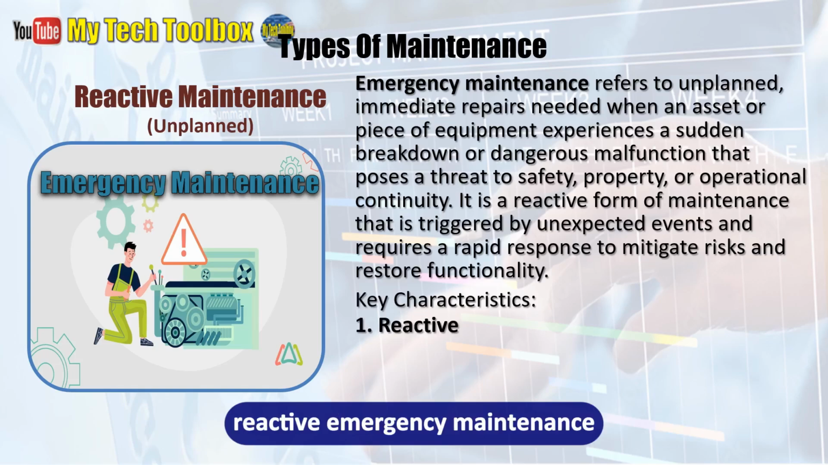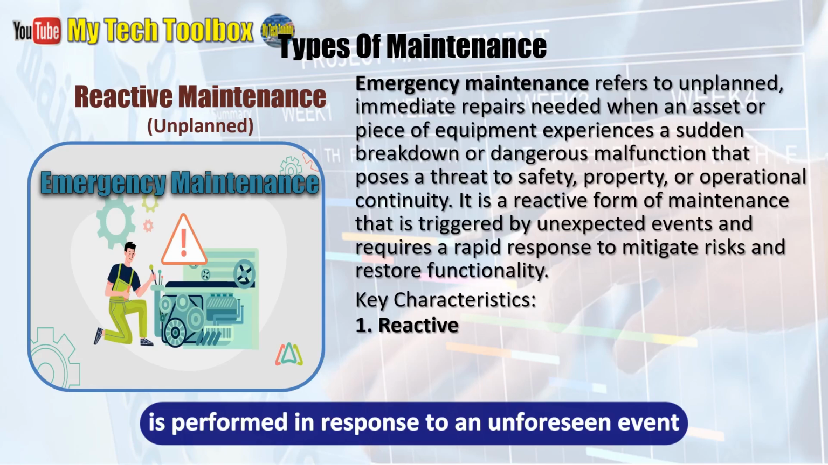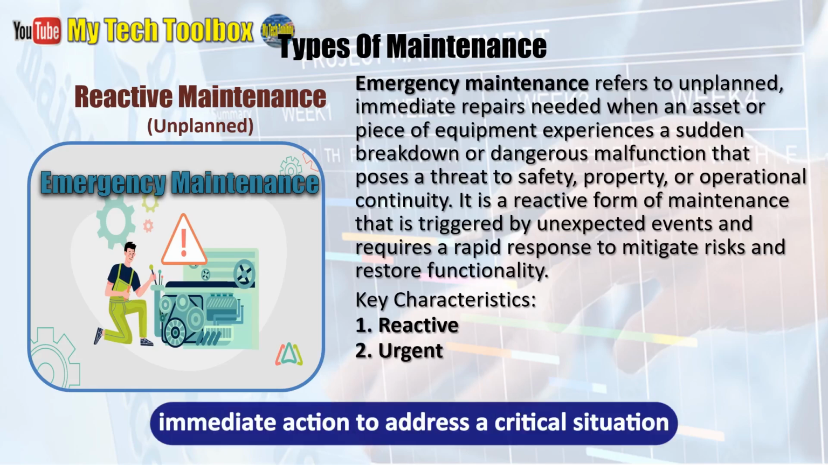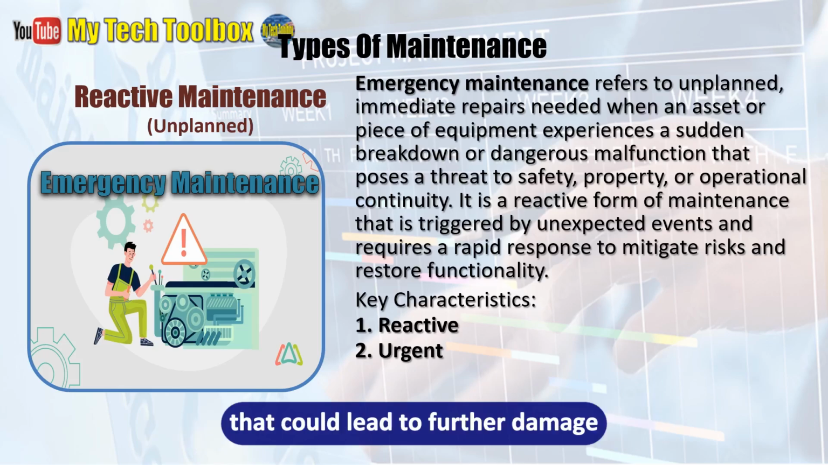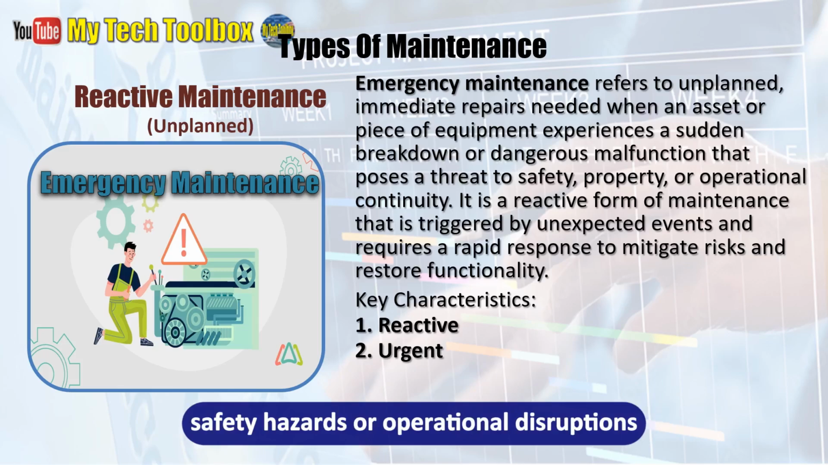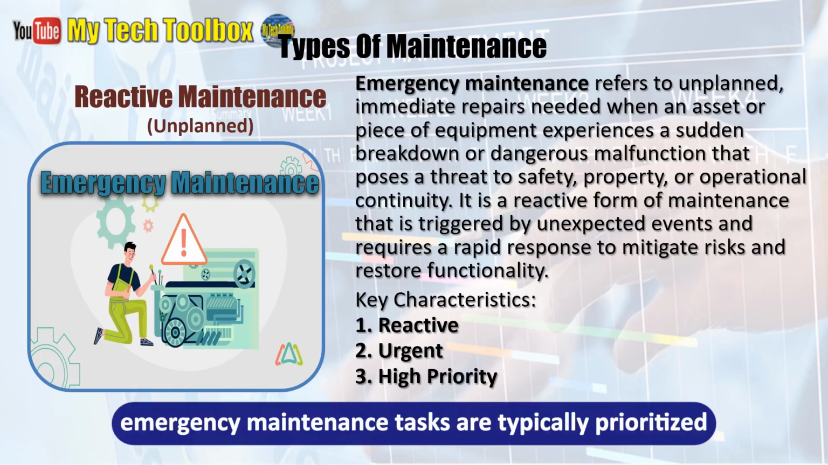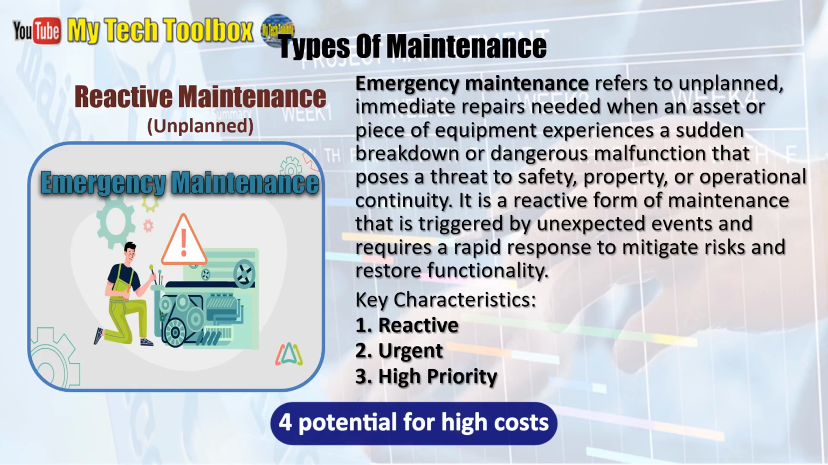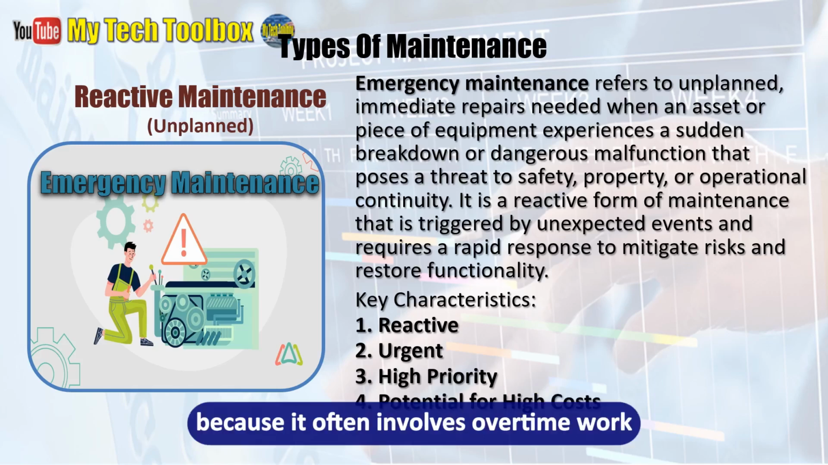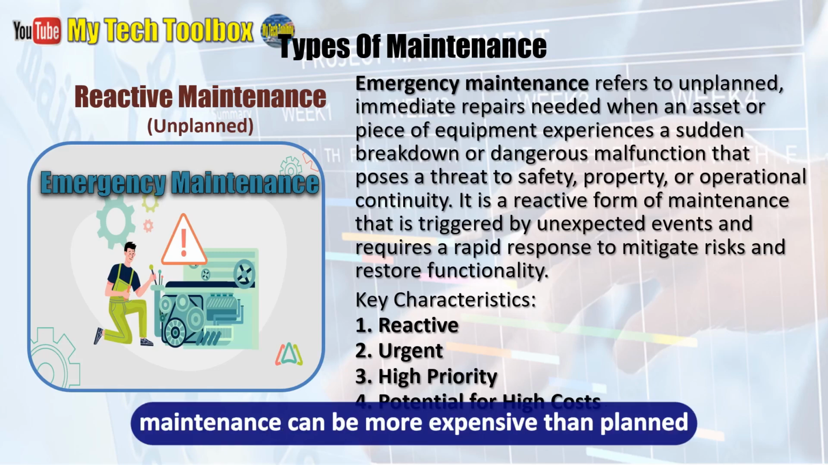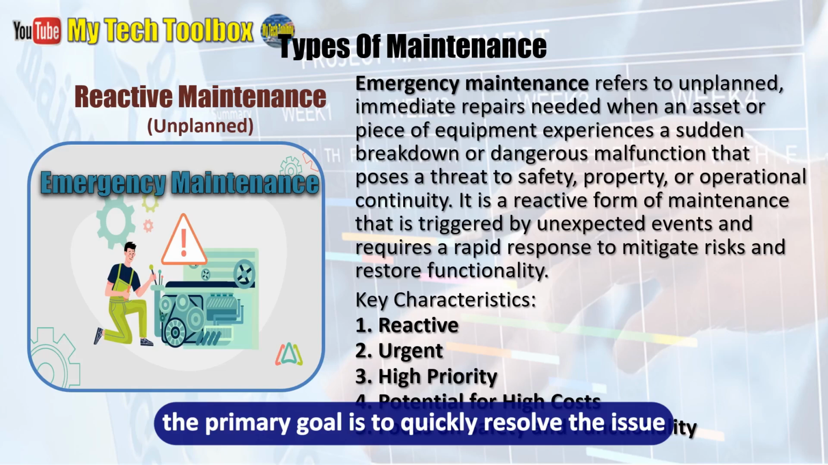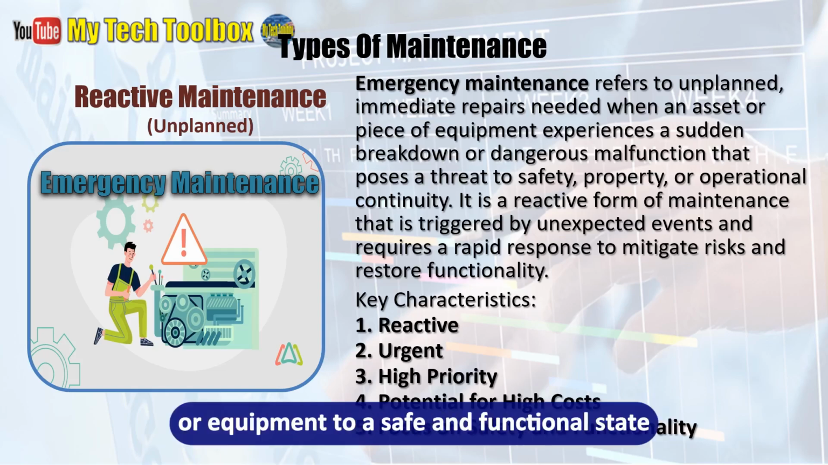1. Reactive. Emergency maintenance is performed in response to an unforeseen event, rather than being scheduled in advance like preventive maintenance. 2. Urgent. It requires immediate action to address a critical situation that could lead to further damage, safety hazards, or operational disruptions. 3. High priority. Emergency maintenance tasks are typically prioritized over other scheduled maintenance work due to the immediate risks involved. 4. Potential for high costs. Because it often involves overtime work, expedited parts procurement, and extended downtime, emergency maintenance can be more expensive than planned maintenance. 5. Focus on safety and functionality. The primary goal is to quickly resolve the issue and restore the asset or equipment to a safe and functional state.